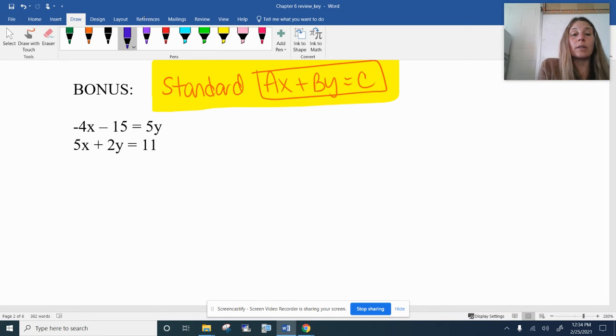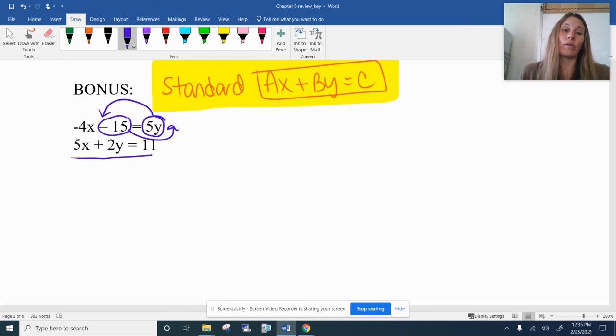So it appears that this one is in standard form, right? But the first one is not. So this y needs to come onto this side, and this 15 needs to go onto this side in order to make it into standard form. So all you have to remember is if you want to move something to the other side, you can do it. You just have to switch the sign.